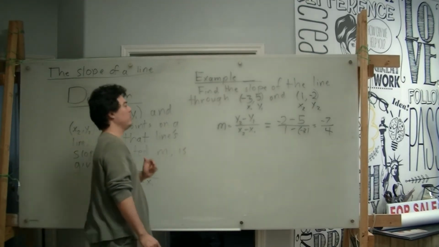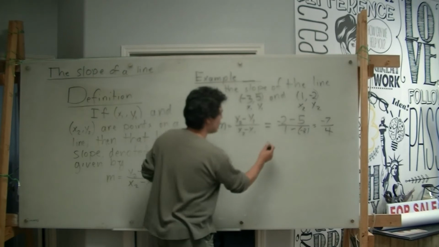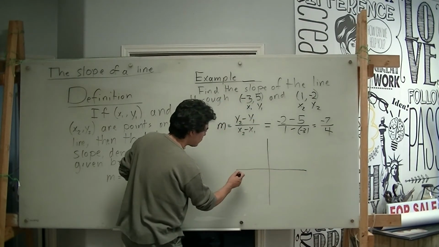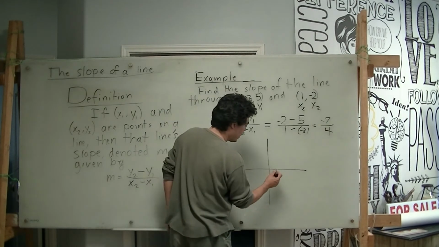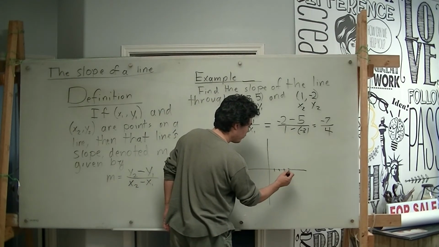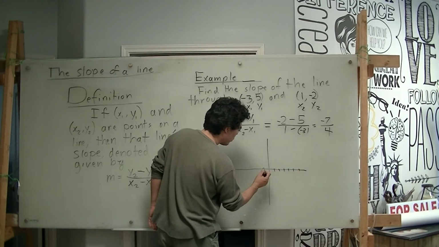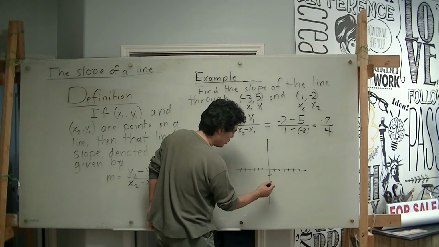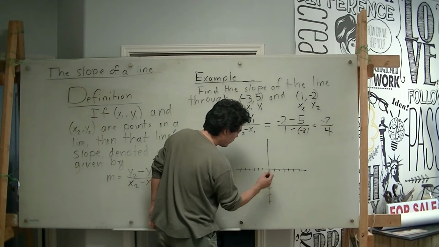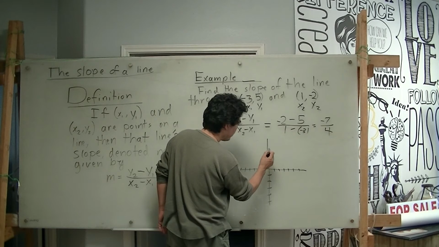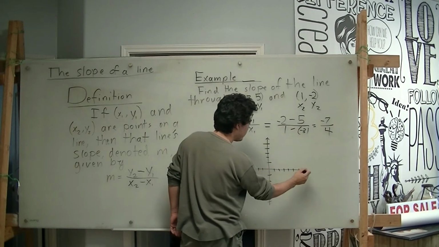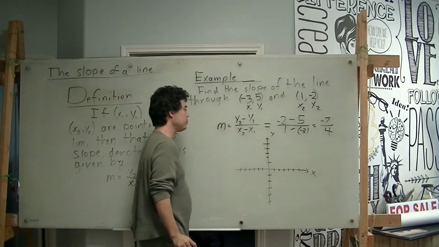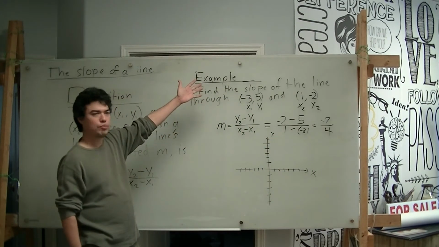Now I want to draw a little picture here to capture what this line might look like in our imagination. And I'm going to do it like this. 1, 2, 3, 4, 5, 6. 1, 2, 3, 4, 5, 6. 1, 2, 3, 4, 5. 1, 2, 3, 4, 5. Okay. This is my x-axis, as you know. This is my y-axis.